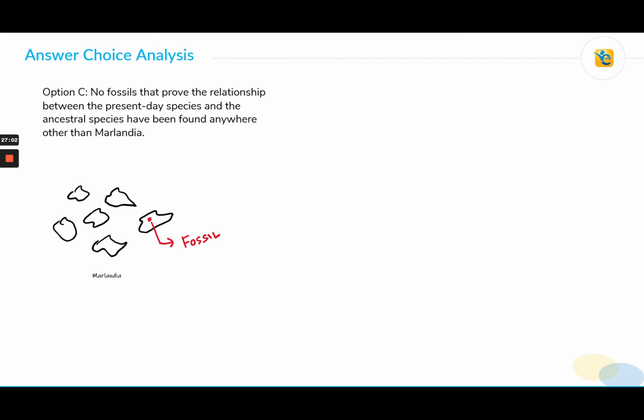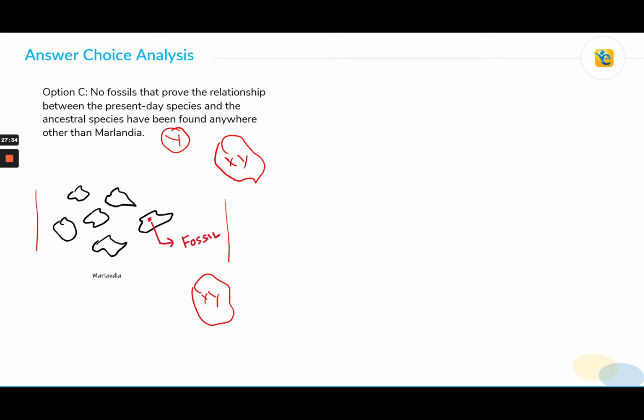So fundamentally, you have Marlandia. What this option is essentially trying to say is, if you remember, the fossil is of the ancestral species Y. What option C is trying to tell you is that 25 million years ago, when the sea level rose, Y existed only in Marlandia. Y did not exist on any other piece of land anywhere else on the planet. That's what option C is trying to tell you, that no such fossils have been found anywhere other than Marlandia.